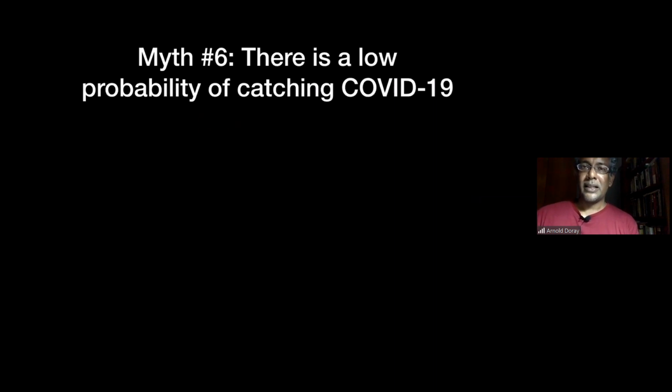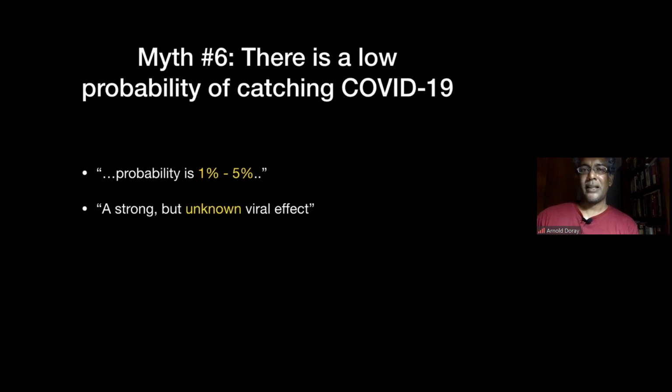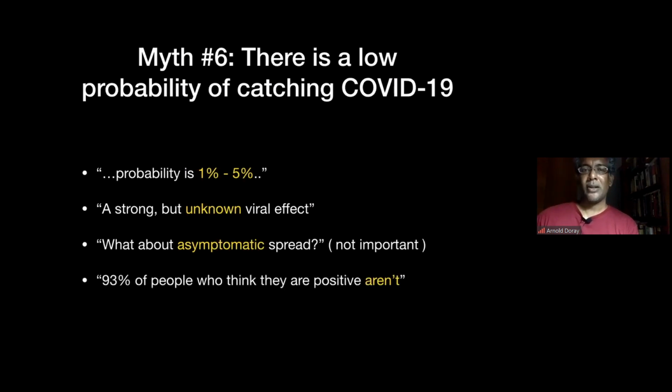Now, myth number 6, in the article, he mentions that there is actually a low probability of catching COVID-19. And he estimates it at 1 to 5%, depending on various papers. Also, there's a strong but unknown viral effect. And he sets out to prove that asymptomatic spread isn't important. It's not really significant. And that really only 93% of the people who think they are positive really are not.